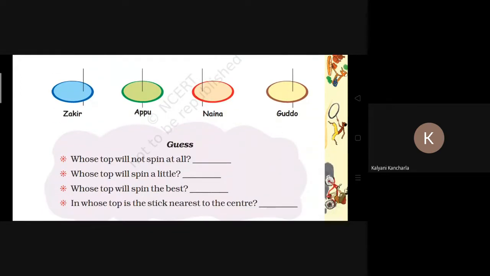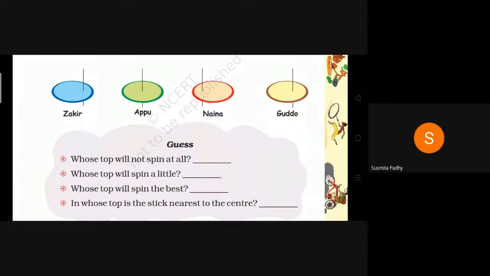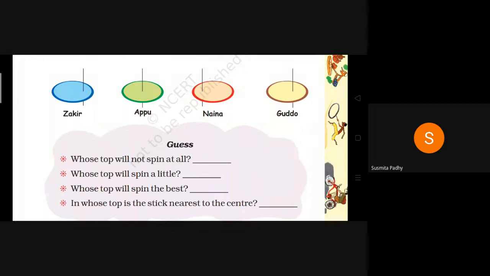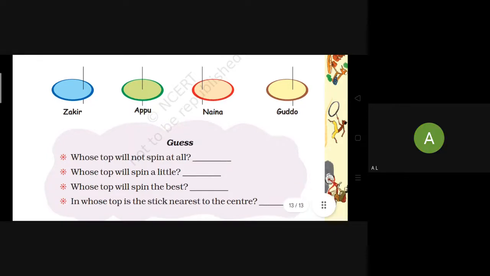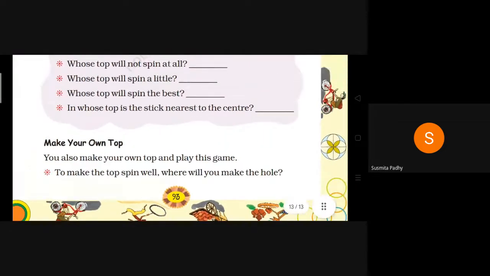Whose top will not spin at all? Now, look at the position of the stick and tell me whose top will not spin at all. I think Zakir and Naina's top, because their tip is very close to the edge, right? Whose top will spin a little? Zakir and Naina, they are not going to spin at all, okay? Whose top will spin the best? Appu. In whose top is the stick nearest to the center? Appu. Yes, both answers are right. Very good. Okay, so you can also do the same thing. But do remember that the hole has to be made in the center, okay?